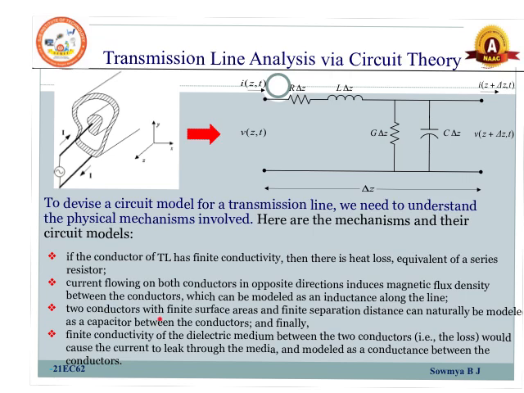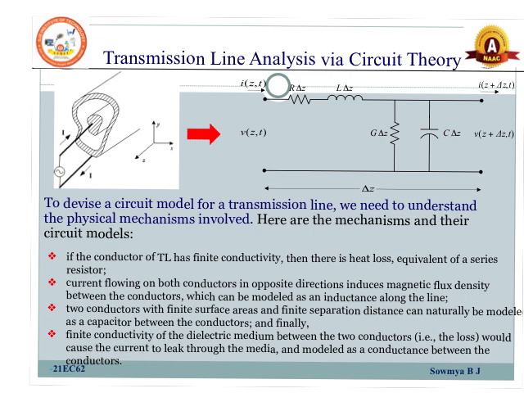Now, two conductors with finite surface areas and finite separation distance can naturally be modeled as a capacitor between the conductors. As we know, we are using two conductors, and these two conductors have finite surface areas as well as a finite separation distance. One is the inner conductor and another one is the outer conductor. Each has a finite surface area as well as finite separation distance, and they can be naturally modeled as what? A capacitor between the conductors. So there is a capacitor C into delta Z.